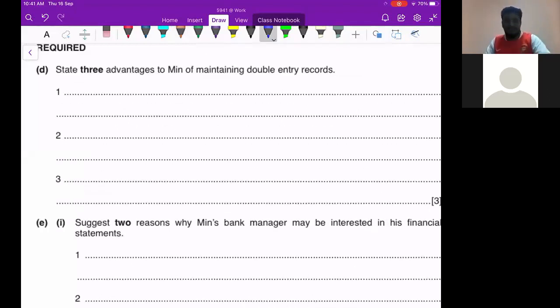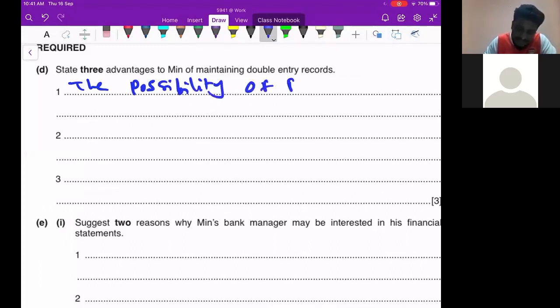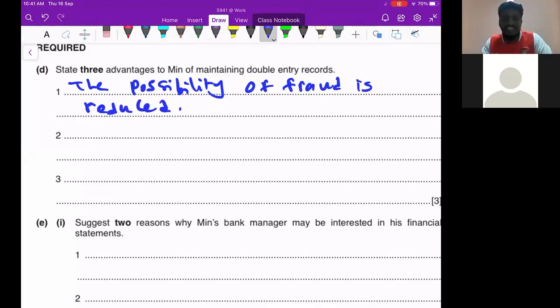Double entry means a full set of accounts. Whenever you have a full set of accounts, the main one, if you ask me, is the possibility of fraud is reduced. People cannot cheat you. So nobody can cheat you because you have a detailed record. Since you have a detailed record, people cannot cheat you.